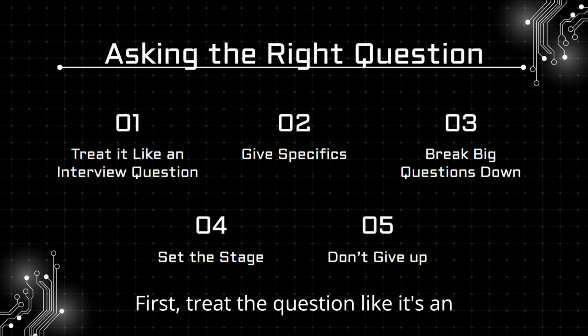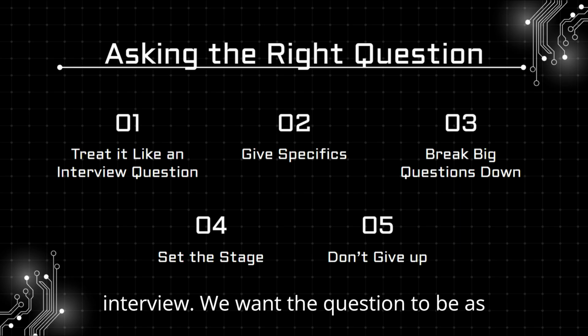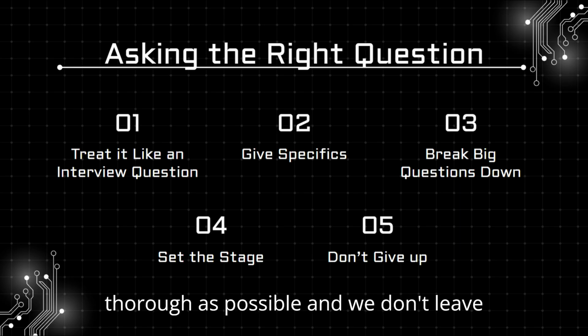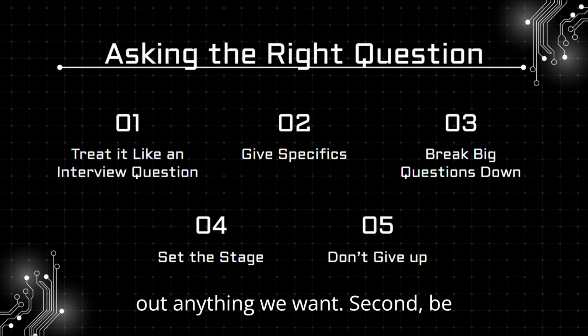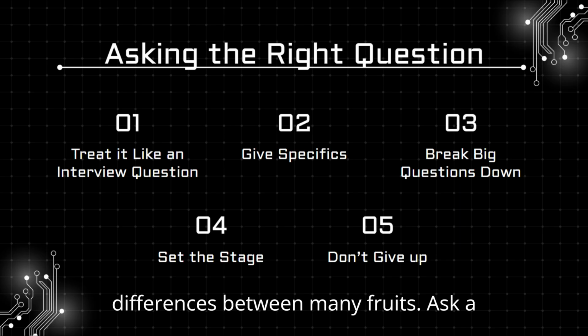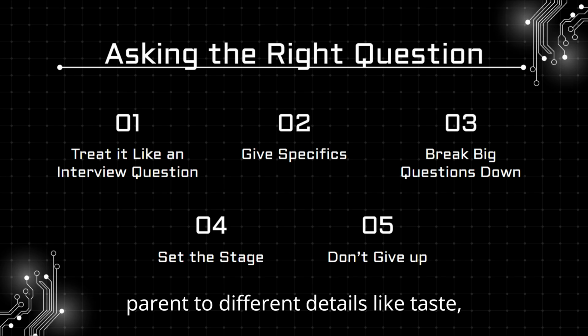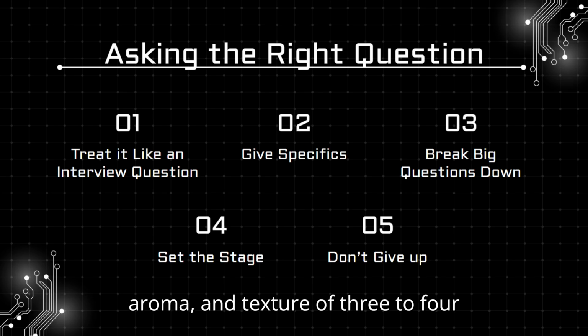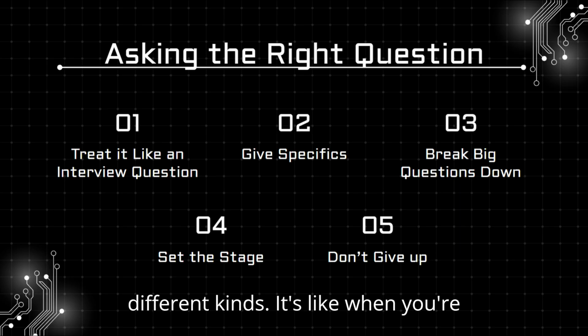First, treat the question like it's an interview. We want the question to be as thorough as possible and we don't leave out anything we want. Second, be specific. Don't ask an AI to list differences between many fruits. Ask it to compare different details like taste, aroma, and texture of 3 to 4 different kinds.